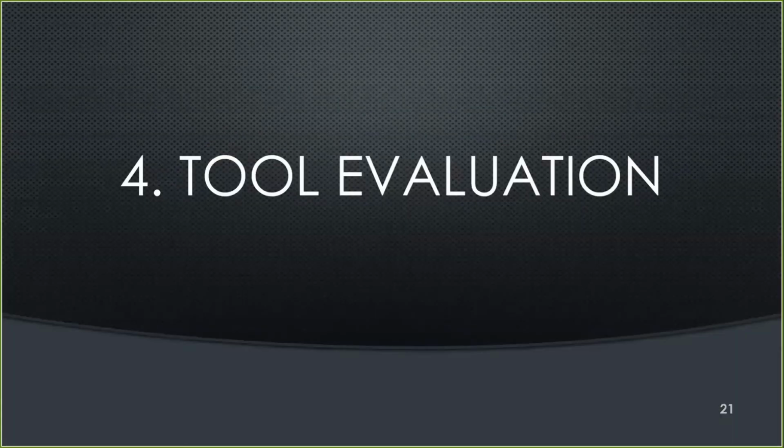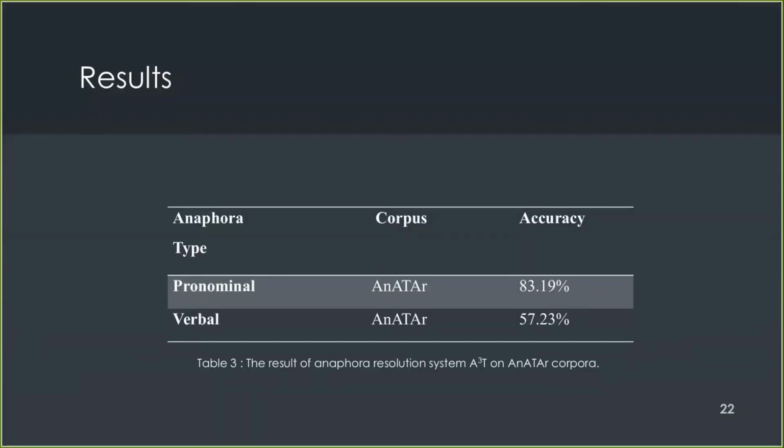So moving to section four, which will illustrate the tool evaluation. There are not a lot of works or datasets in anaphora resolution. There is just the AnATAR and another one for the Quran, which are different types of text. The AnATAR is a corpus that contains pairs of anaphora and referent, but just the pronominal, not the verbal. So for the verbal, we do it manually.